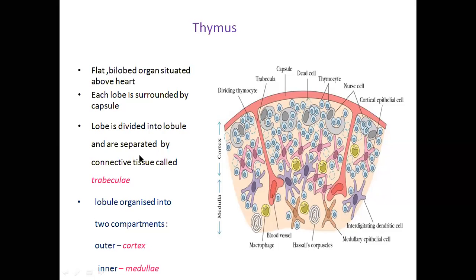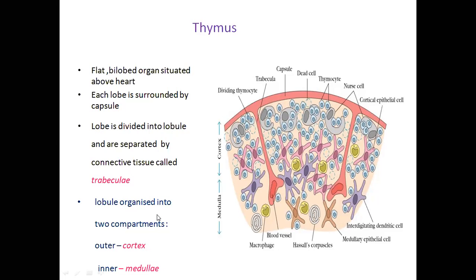Now let us study about the thymus. This thymus is a flat bilobed organ situated above the heart. Each lobe is surrounded by a capsule. This capsule surrounds the thymus. Lobes are divided into lobules and are separated by connective tissue called trabeculae. The trabeculae is this. So these are the connective tissue which is separating the lobes of the thymus.